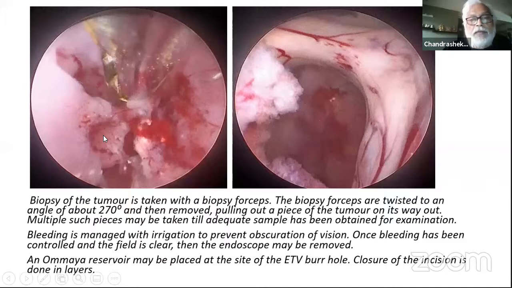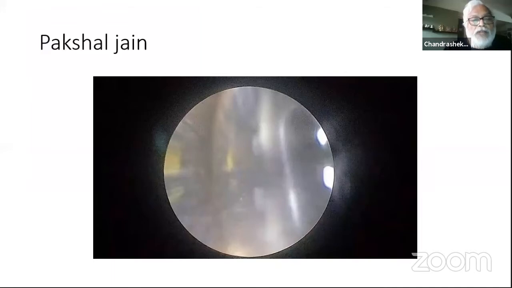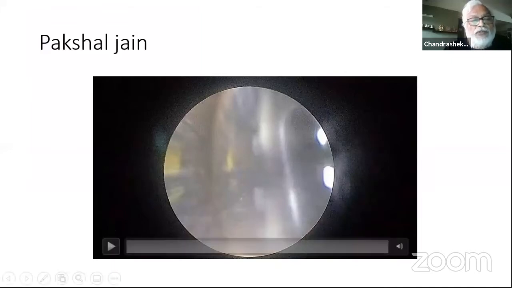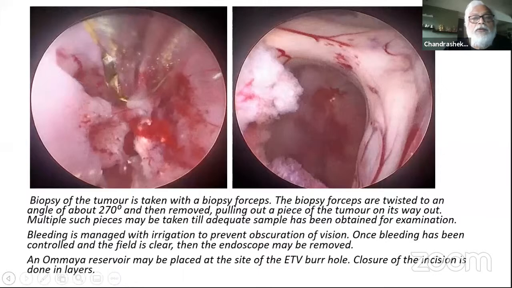This turned out to be a malignant pineal tumor. And this patient's CSF also showed some dissemination. So this patient was subjected to radiation and chemotherapy. So these are the two ways you can tackle it, and many times you can plan that with the size of the ventricle.